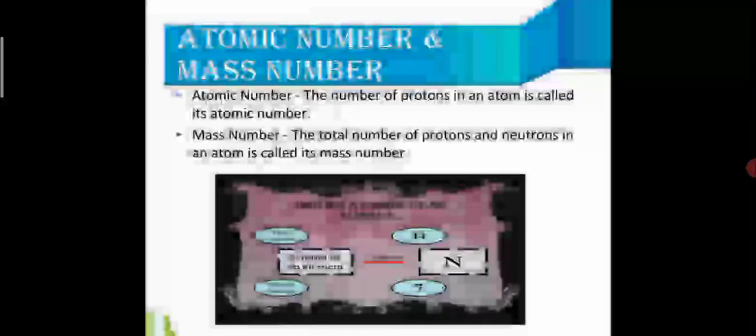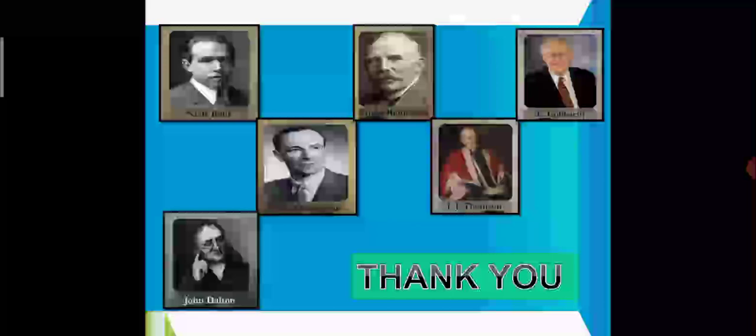Now, what is atomic number and mass number? Atomic number is equal to the number of protons in an atom, and the mass number is the total number of protons and neutrons in an atom. And these are Niels Bohr, Ernest Rutherford, E. Goldstein, James Chadwick, J.J. Thomson and John Dalton.